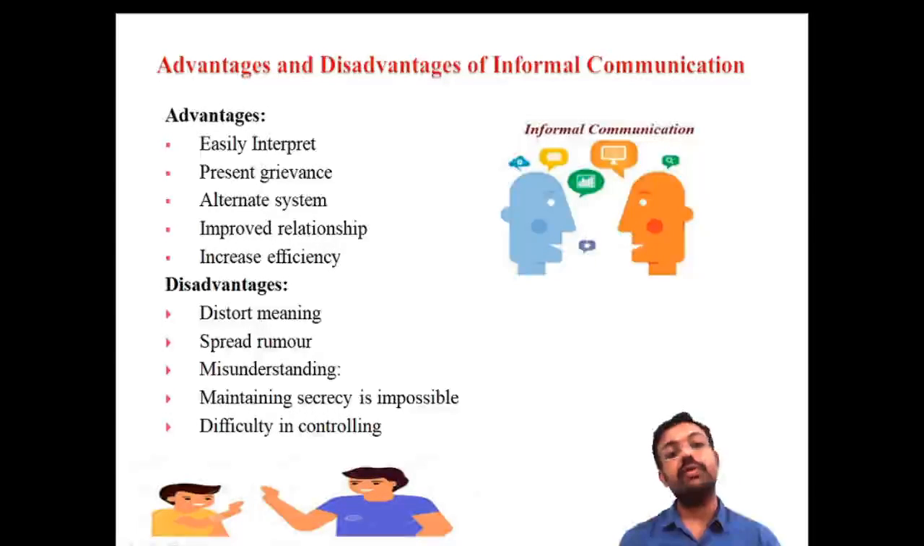There is a distortion of meaning and the spread of rumors. There is a possibility of the grapevine. The grapevine means it's very difficult to find out the origin. This is spreading rumors within an organization. That's another drawback regarding the informal communication.